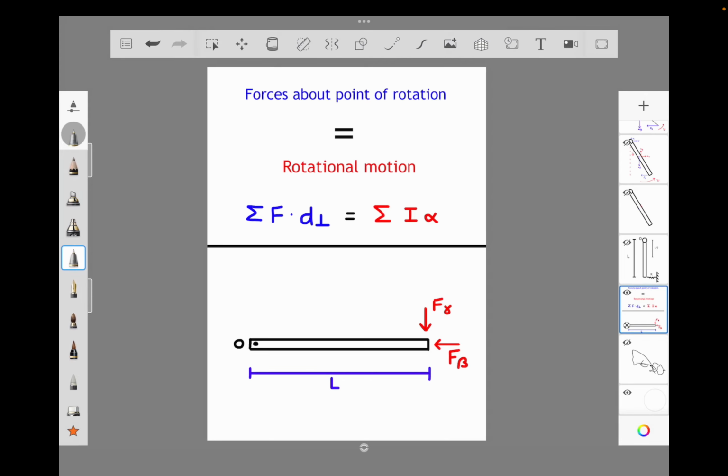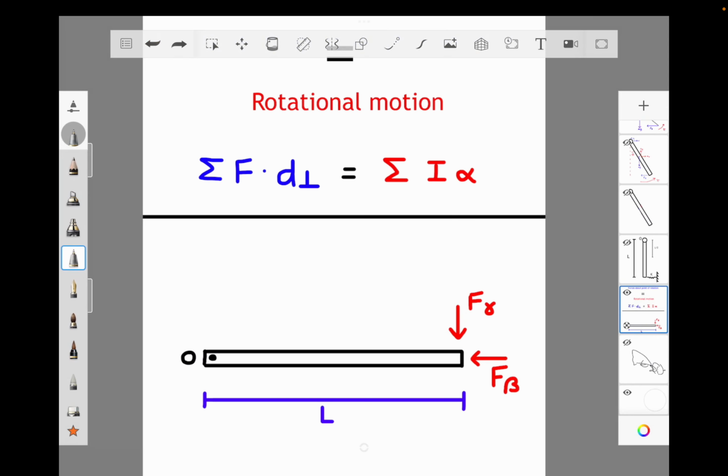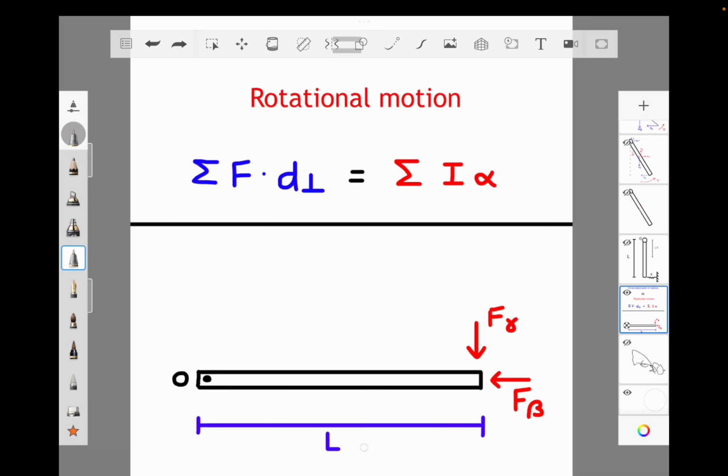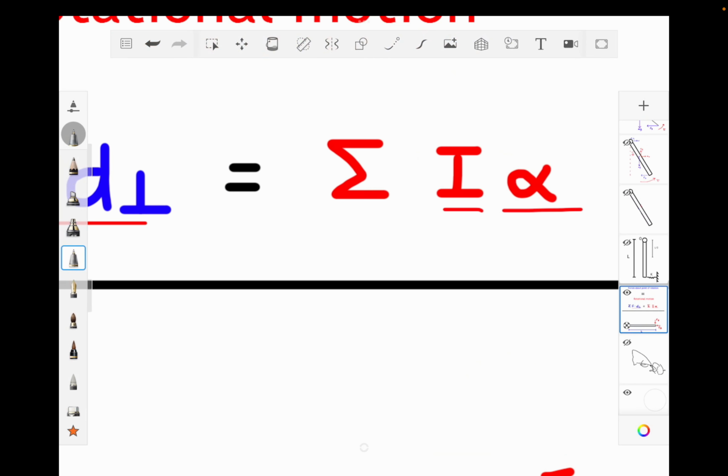More so rotational motion. So the basics is forces about a point of rotation is equal to rotational motion. And so right here it says the sum of the force times distance perpendicular is equal to the inertia of an object, right? So this is force times distance perpendicular, this is inertia, and this is angular acceleration. Some people put theta double dot.